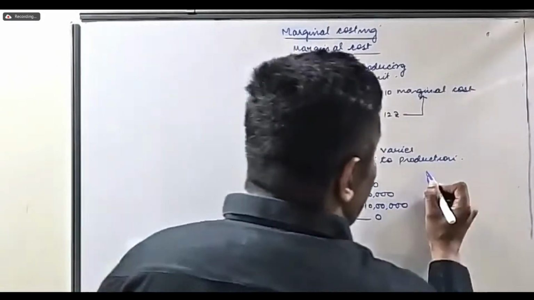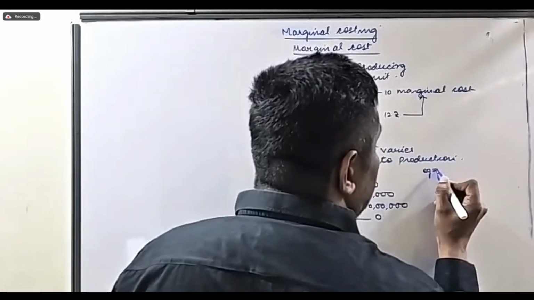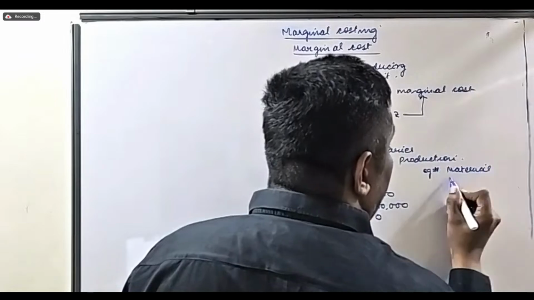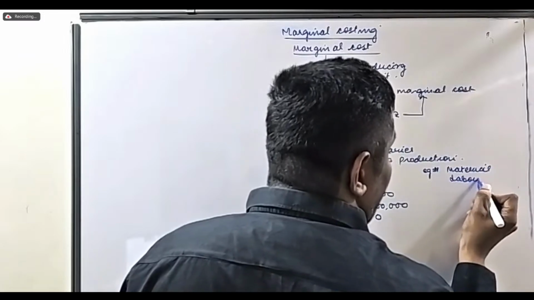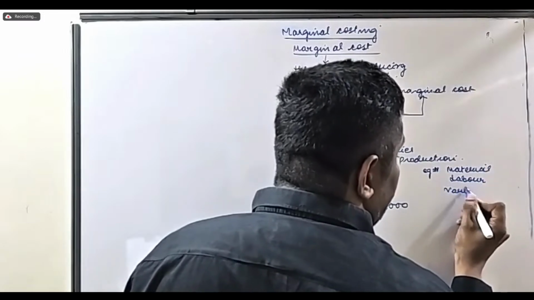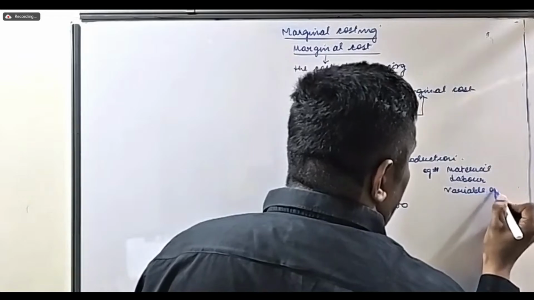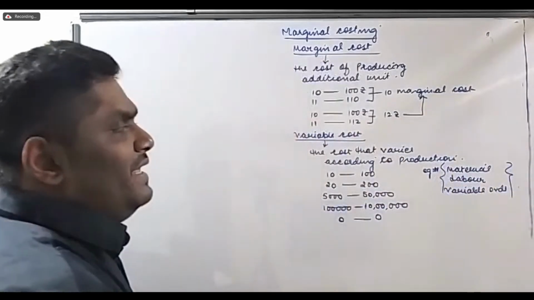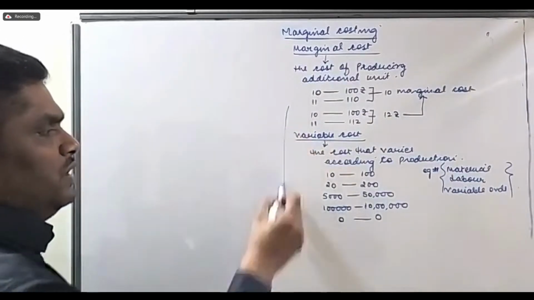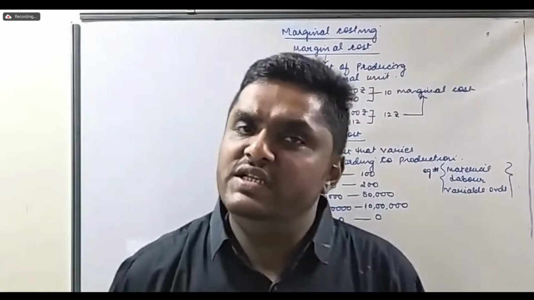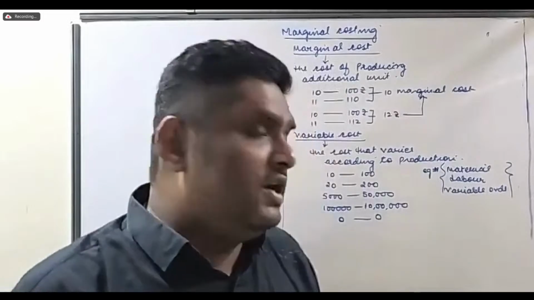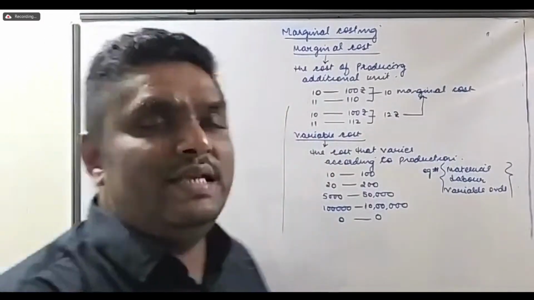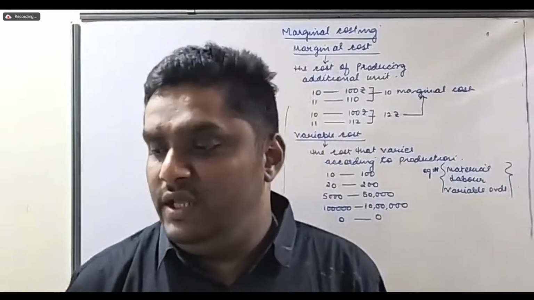When talking about the examples of variable cost, it can be material, it can be labor, and we can say all the variable overheads. So these are the examples of variable cost. The cost that varies according to production is variable cost. जितना production होगा उस proportion में cost बढ़ेगा, and if there is no production, no cost. Examples can be material, labor, and all the variable overheads.